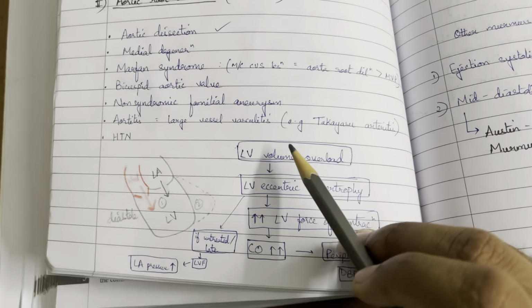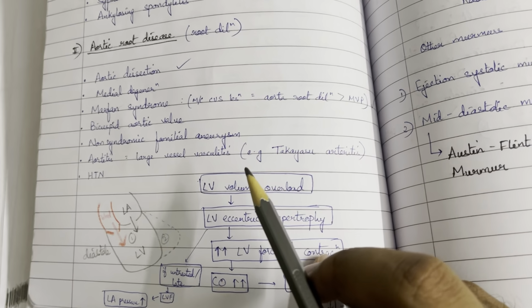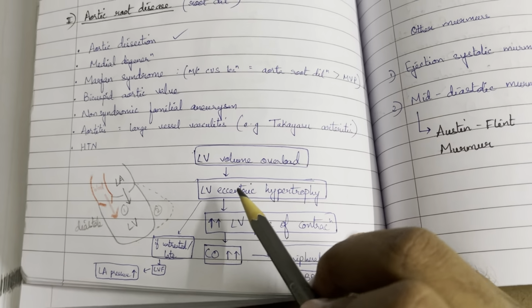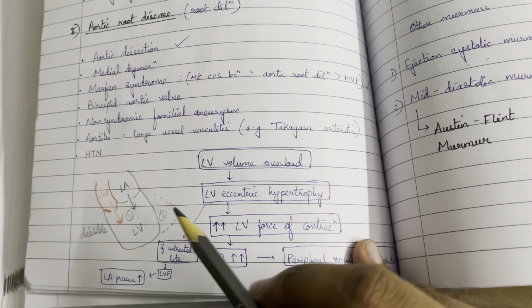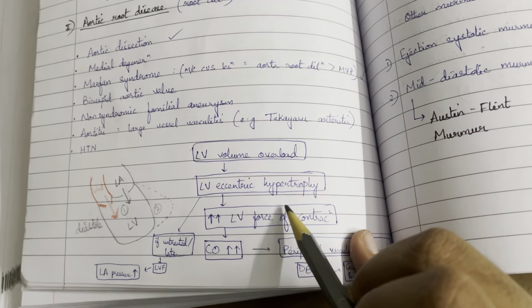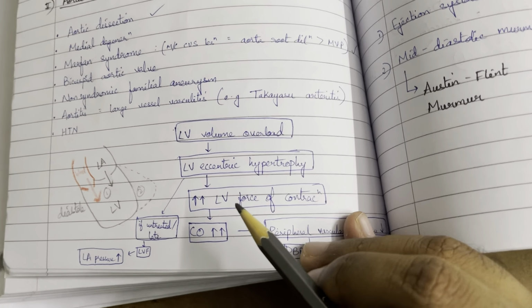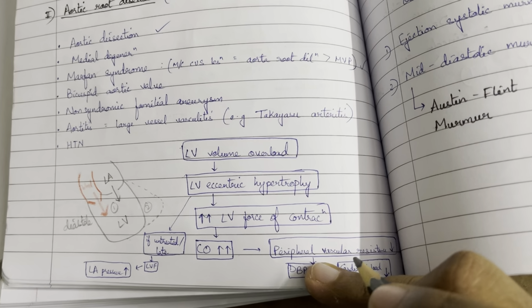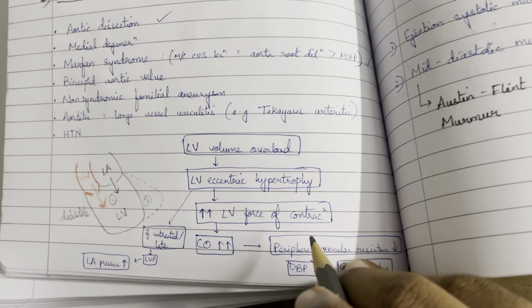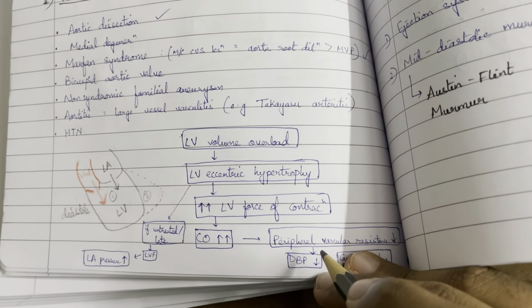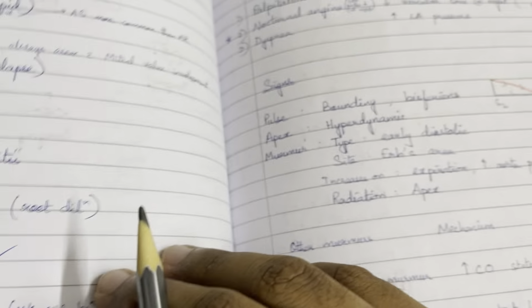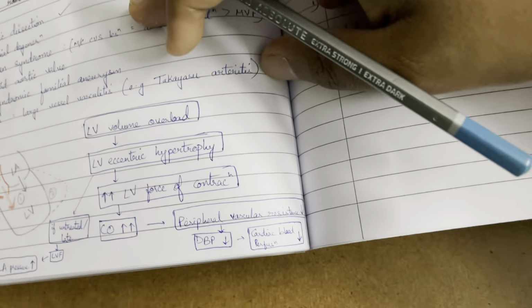Basically there is LV volume overload because a lot of blood is regurgitated back into the left ventricle. So there is eccentric hypertrophy of the left ventricle, which is why there is a down and out apex. This increases LV force of contraction, so cardiac output increases. But because cardiac output increases, peripheral vascular resistance ends up decreasing, so diastolic BP decreases. The heart is perfused in diastole, so cardiac blood perfusion decreases.